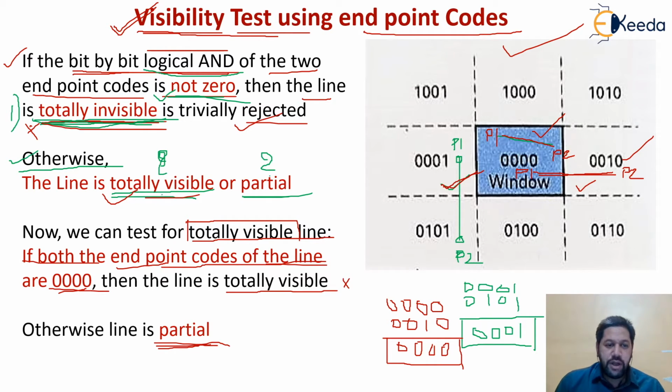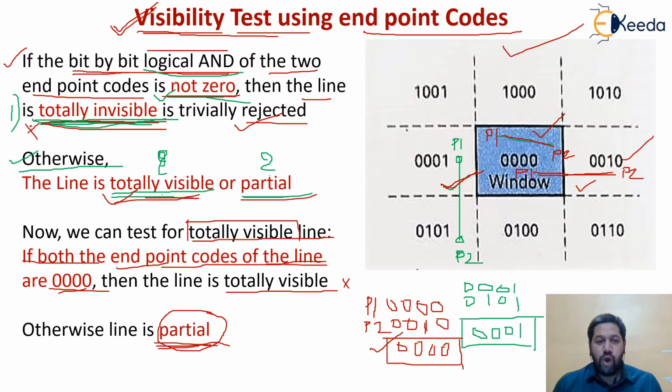Now what is my condition? If the bit by bit logical AND of the two endpoint codes is not 0, then the line is totally invisible. But my answer is all zeros. What does it mean? The line may be totally invisible or it may be partial. But what is the condition for a totally visible line? My line is totally visible if both endpoint codes of the line are 0, 0, 0, 0. My P1 endpoint code is 0, 0, 0, 0, but my P2 endpoint code is not all zeros. It has the value 0, 0, 1, 0. So my line is not totally visible, and that indicates that my line is partial.